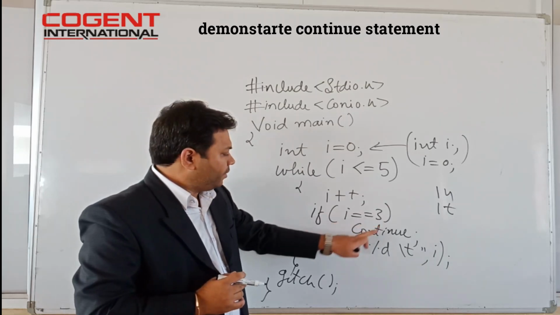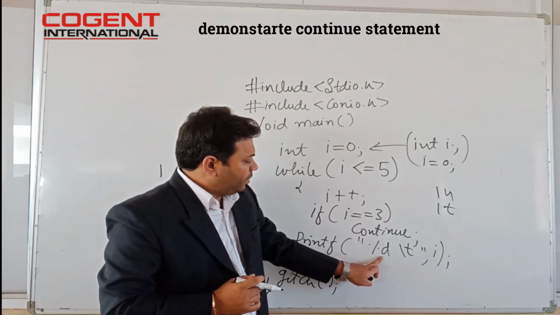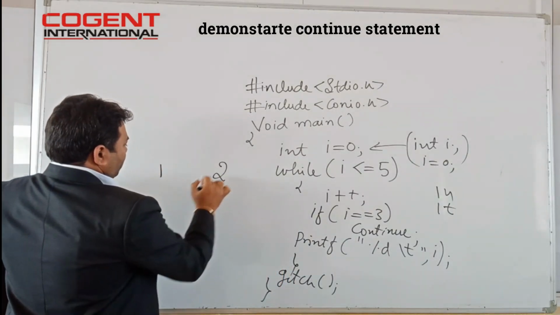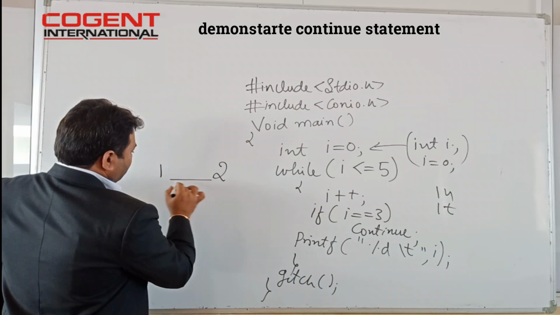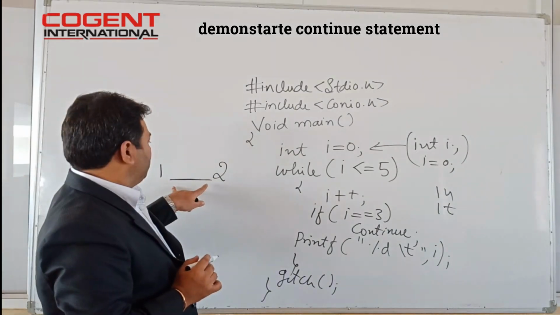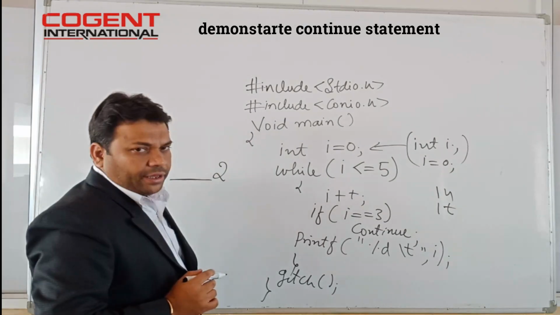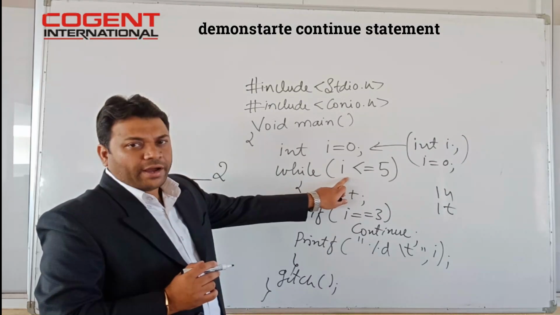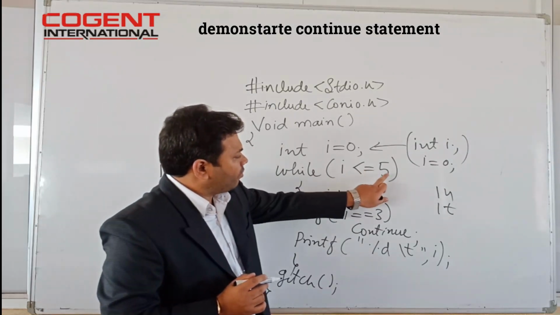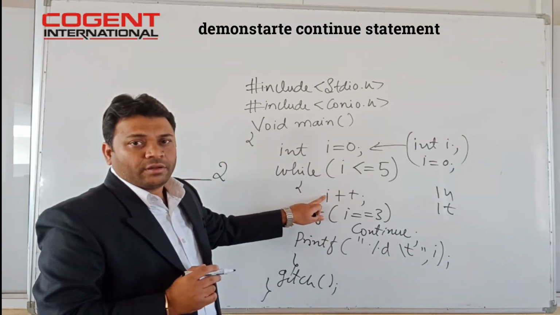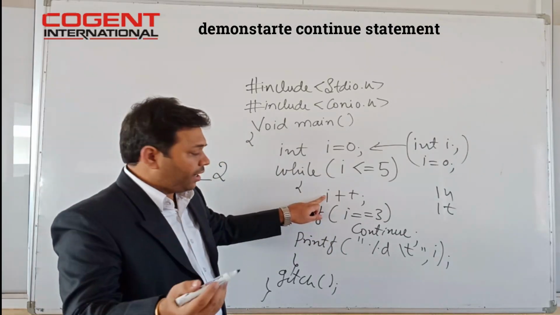Then printf the value of I, so the value of I is 2 here. The \t indicates there is a space between 1 and 2. Then the while loop: the value of I is 2, and 2 is less than or equal to 5. The condition satisfies. Increment the value of I, so I becomes 3 here.